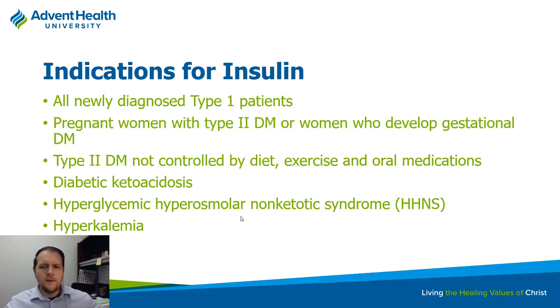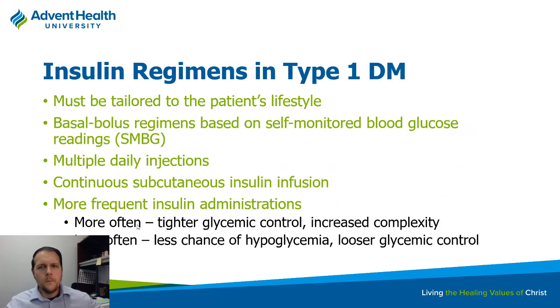We can also use it for things like HHNS, hyperglycemic, hyperosmolar, non-ketotic syndrome. This is something you see more in type 2 diabetic patients, and again, insulin is a treatment of choice there. And occasionally we use it for hyperkalemia. Insulin, along with glucose, actually helps to shuttle potassium into cells as well, and can help to lower potassium levels in the serum.